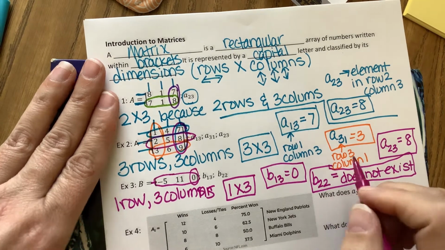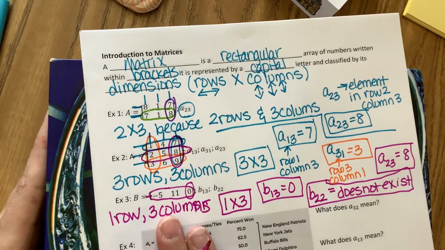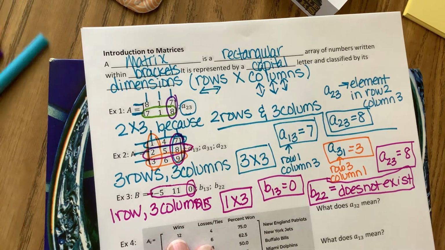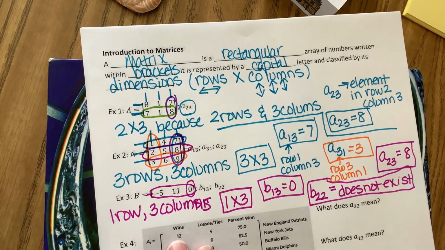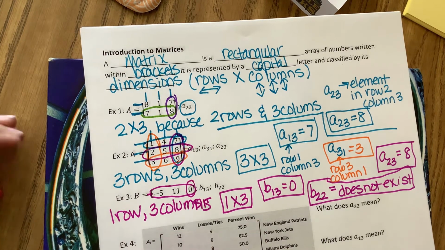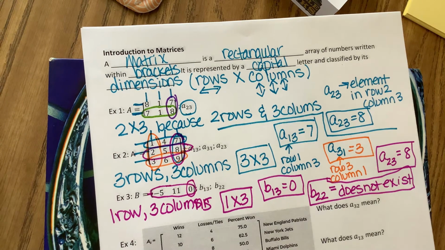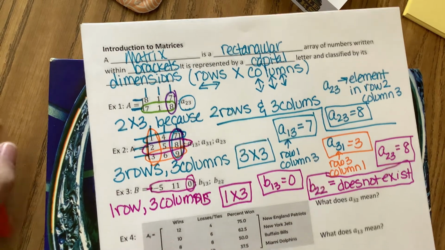So in this first section, you're just looking at the matrix that you're given, deciding how many rows it has, how many columns it has, and writing the dimensions. Remember, it's always rows and then columns. And then you're finding specific elements. And again, those specific elements, you have to look in the row first, then the column.